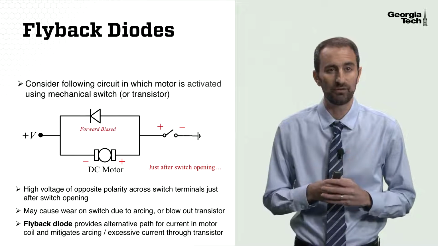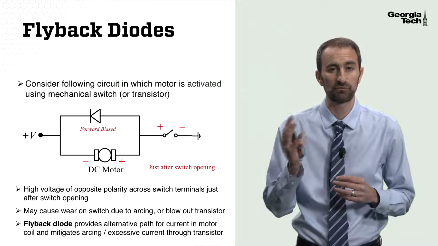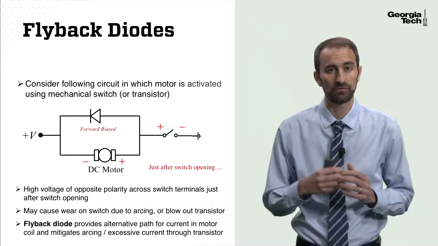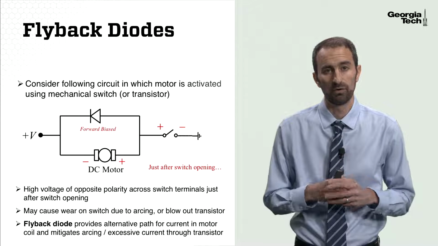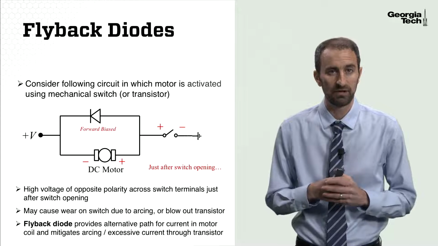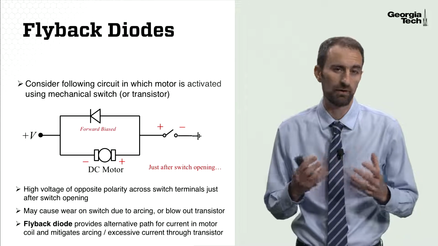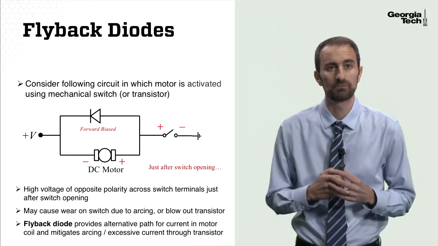Without that diode, the only path that current would have to take is through that transistor or through that switch to ground, and that's what causes a blown-out transistor or arcing at that switch. So we always want to include a flyback diode anytime we're switching a motor on and off, and all we have to do is place a diode across the motor terminals, and that's basically it.